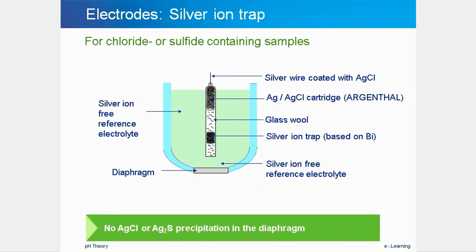If it is not clear whether or not the sample contains ions that will precipitate with silver ions, one can mix a bit of the sample with silver-containing electrolyte to see if a reaction takes place. If this is the case, then a pH electrode with the Argentile reference system is necessary to keep the silver ions away from the diaphragm. A detailed drawing of the elements of this reference system is given on the slide.